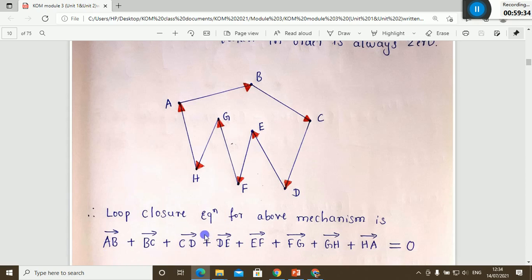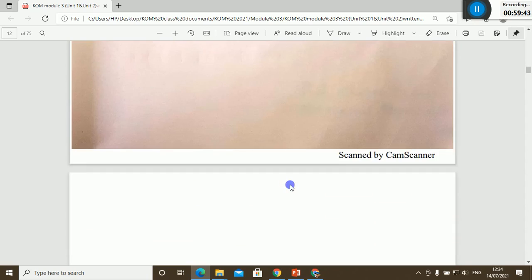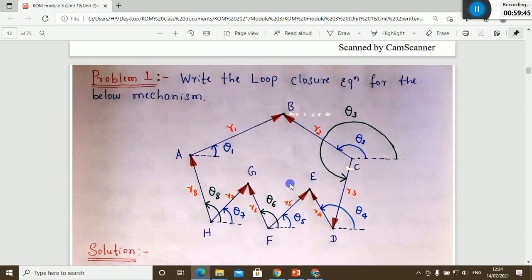But what I will do, I'll change the directions. Here I have taken all the vectors as a clockwise, but I'll change the directions so that you'll get practice. You can take any directions. Okay. You have the freedom of taking any directions, either clockwise, counterclockwise. Final answer will be same. Okay. Write the loop closure equation for the given mechanism, and already the directions are given. If it is not given, you can take any order. You can give any direction.